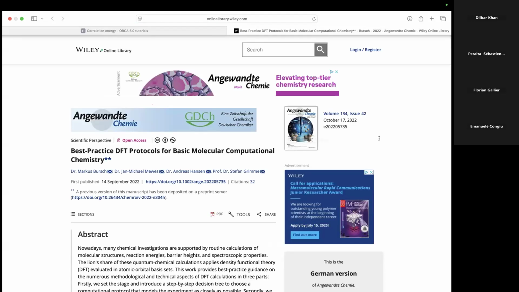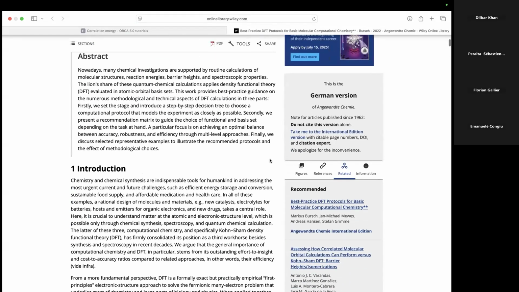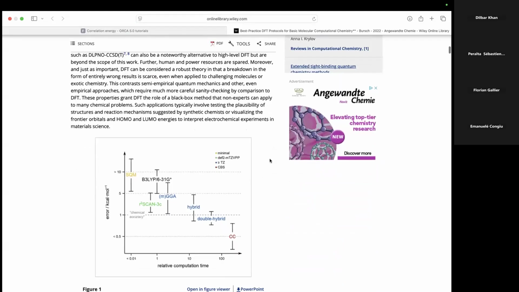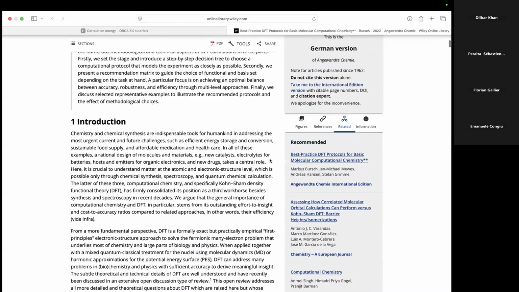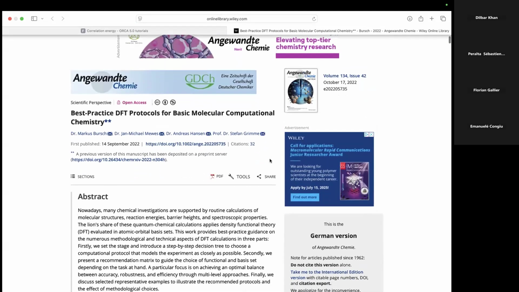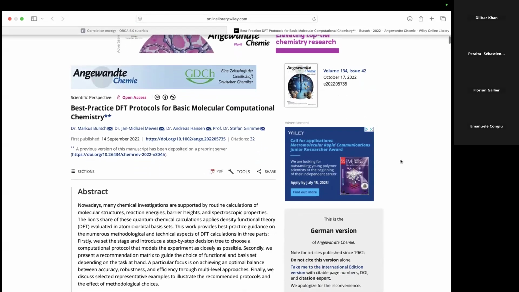Thank you, Carl, for your links to the paper. It's very useful. It has a nice description. It's from Stefan Grimme, so it's a nice paper. So you guys have questions? All good?